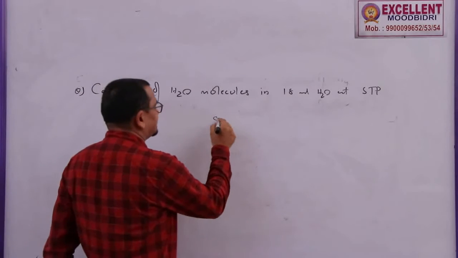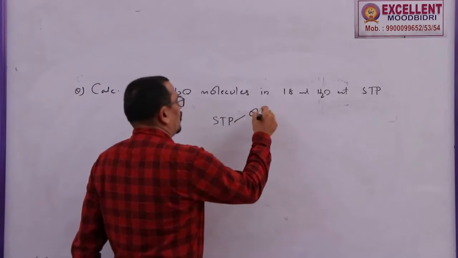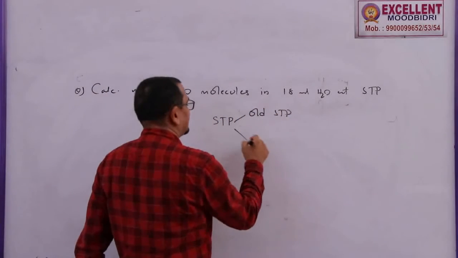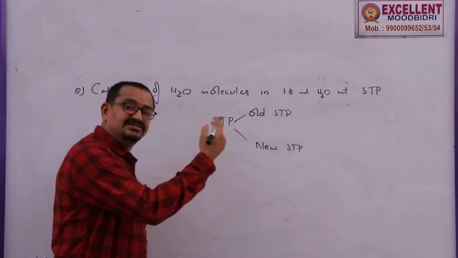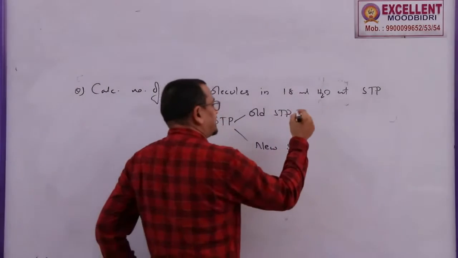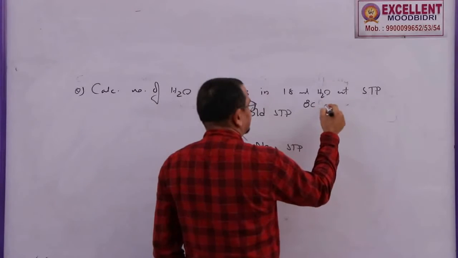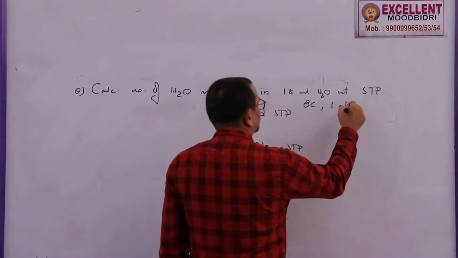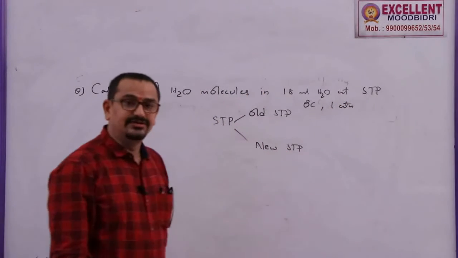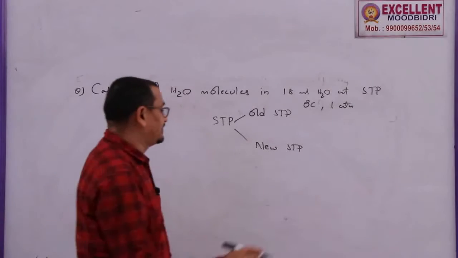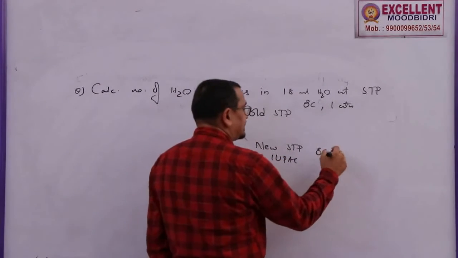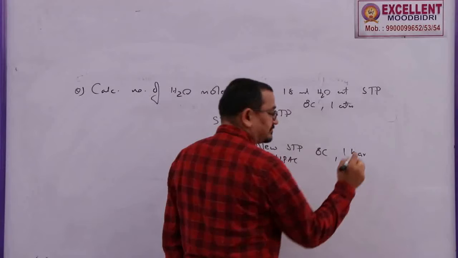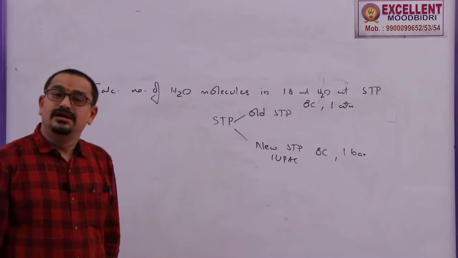STP conditions, there are two ways actually: old STP conditions as well as new STP conditions. Old STP conditions are 0 degrees Celsius and 1 atmospheric pressure, whereas new STP conditions given by IUPAC are 0 degrees Celsius and 1 bar pressure.